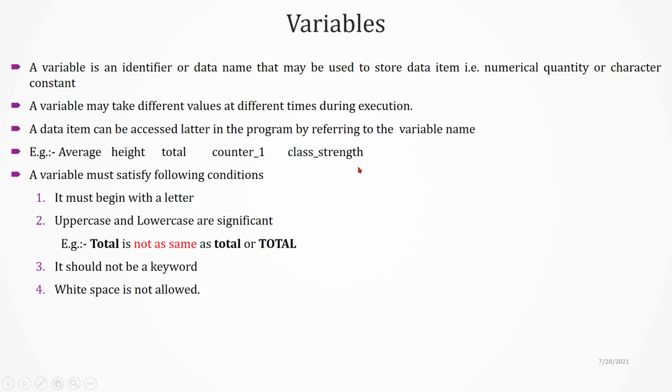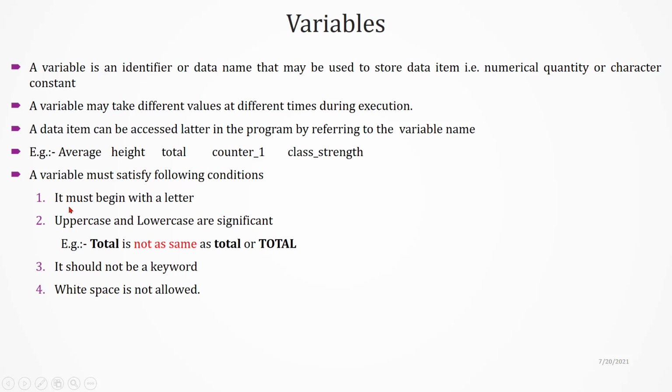So examples for variables are average, height, total, counter underscore 1, class underscore strength. So these are the examples for variables. If you remember identifiers, there we studied some rules to form an identifier. The same rules are applicable to variables also, because an identifier is a name given to a variable also. So the same rules are applicable in variables also.